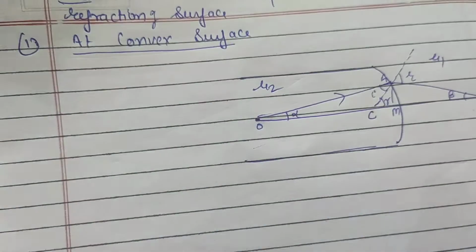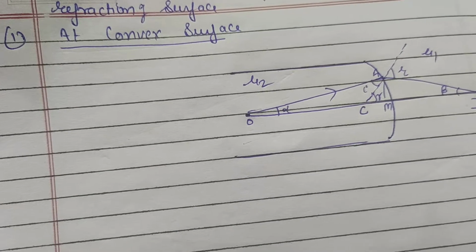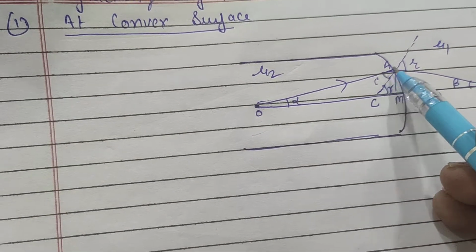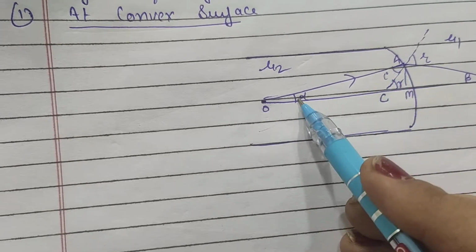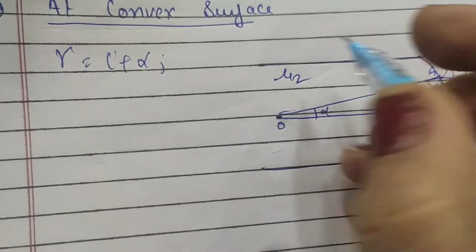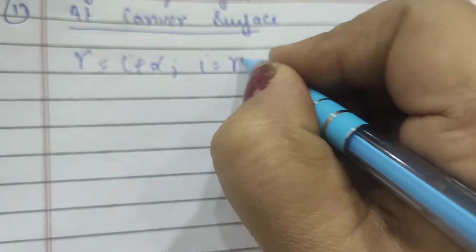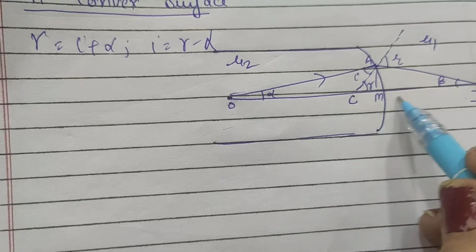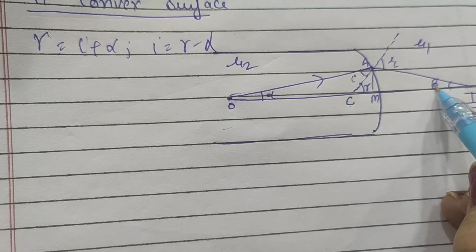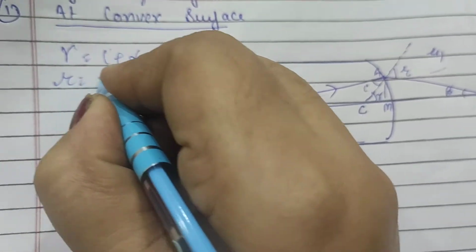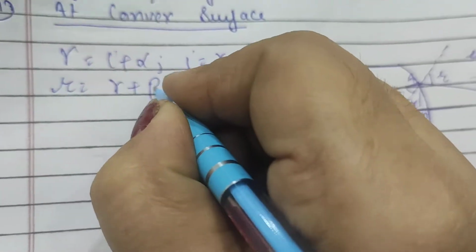Firstly, find the internal values of i and r using the property that the sum of internal angles is equal to the external angle. You can see in this triangle AOC, i and alpha are internal angles and gamma is the external angle. So we'll write gamma is equal to i plus alpha, or we can say that i is equal to gamma minus alpha. Similarly, in this triangle ACI, gamma and beta are internal angles and r is the external angle. So r is equal to gamma plus beta.